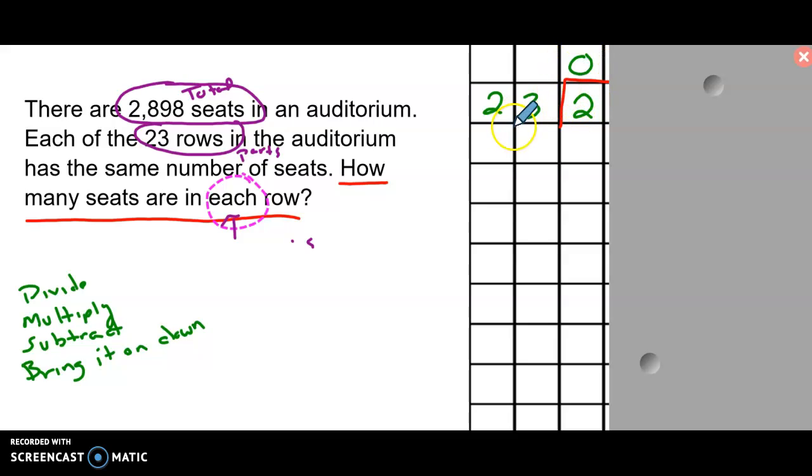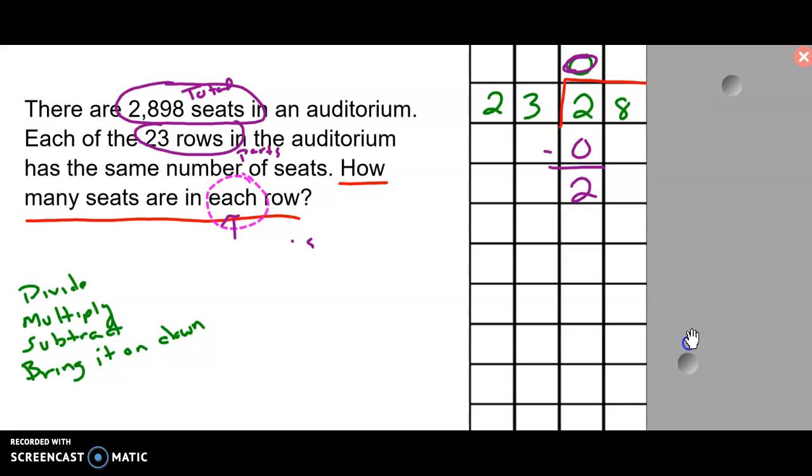Now, I just divided. Now I'm going to multiply. What's 0 times 23? Well, 0 times 23 is 0. So I'm going to subtract 0. So I just divided, multiplied, subtracted. Now, subtract. 2 minus 0 is 2. Now I'm going to bring it on down. I'm going to bring down my 8 right beside the 2. So now all I'm doing is I'm breaking up that big long 2,000 number into pieces.